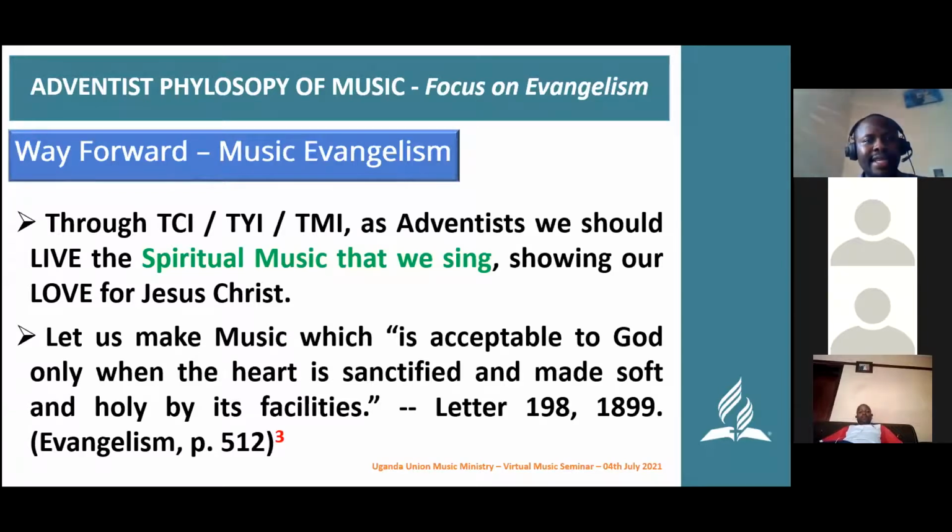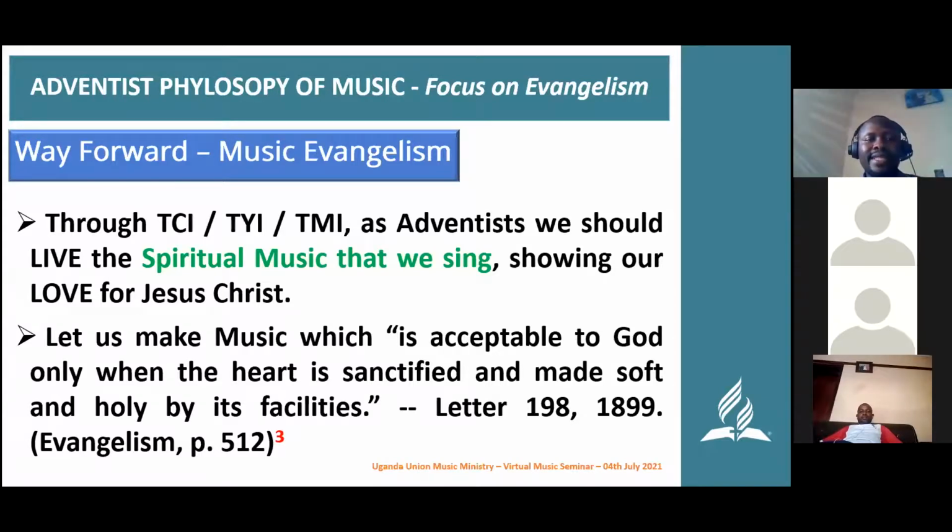The other point is, through our TCI, Total Children Involvement, Total Youth Involvement, and Total Member Involvement, as Adventists, we should live the spiritual music that we sing, showing our love of Jesus Christ to the world. Now, this is the best sermon that each one of us can make. Live it. Don't speak about it, but live it. Live the spiritual music. People will be able to see Jesus and accept him as their personal savior.